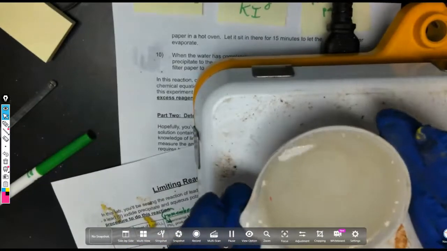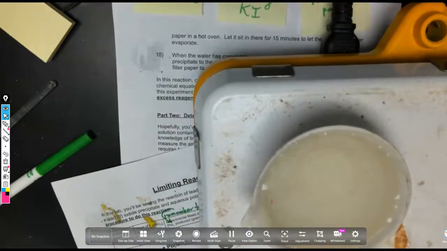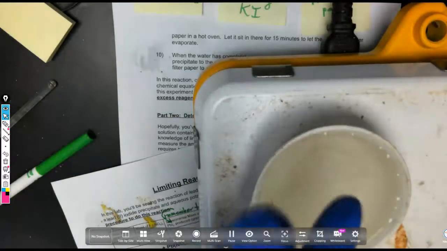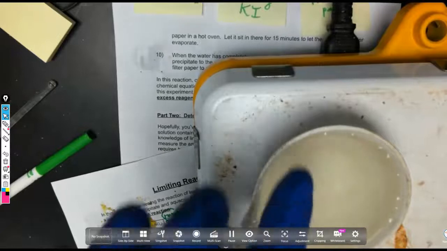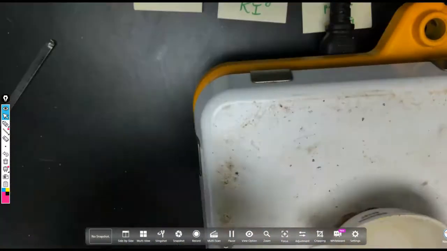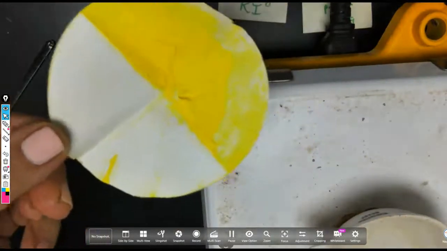So we are going to let this sit and boil and evaporate over time. I'm not going to make you watch it on screen, but we are going to evaporate this to see if we can figure out what mass of solute is actually in this solution. So here we go.